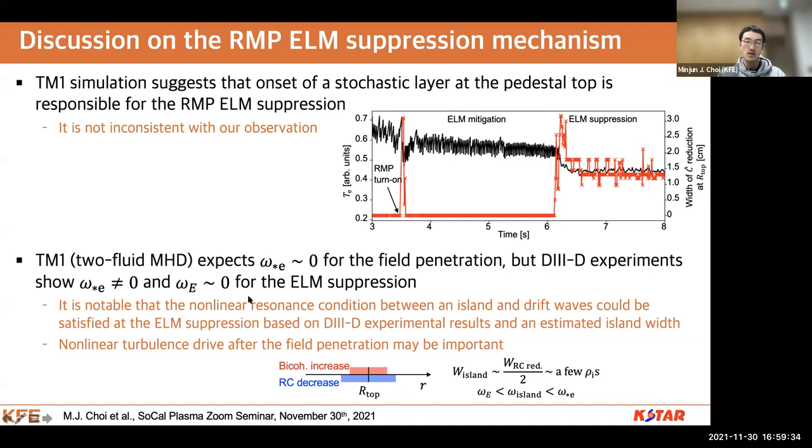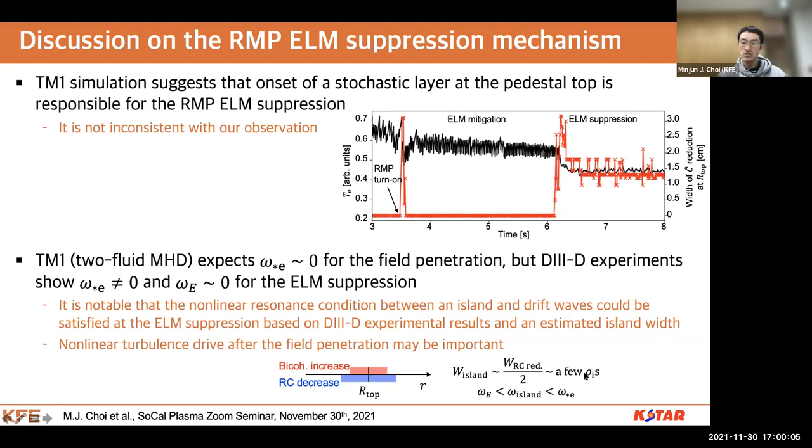And it is interesting to note that this nonlinear resonance condition between island and drift waves could be satisfied at the RMP suppression based on this DIII-D result. And the estimated island width is given here. This condition should be satisfied for the nonlinear resonance between island and drift wave, and it may be satisfied by this observation from the DIII-D experiment.